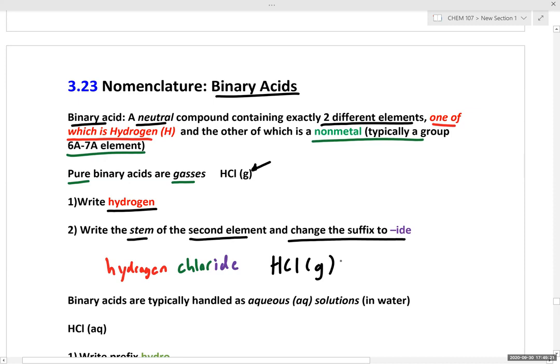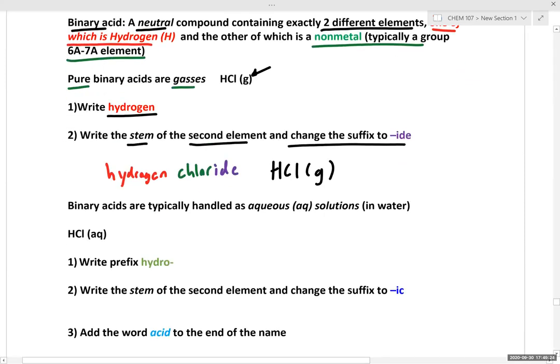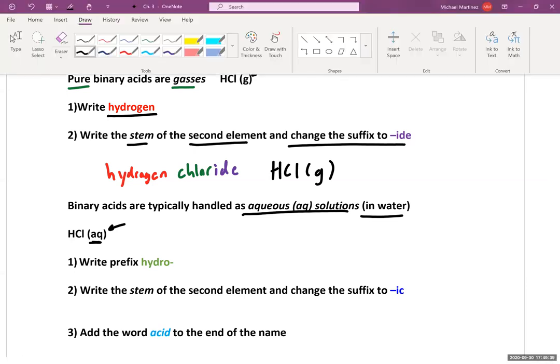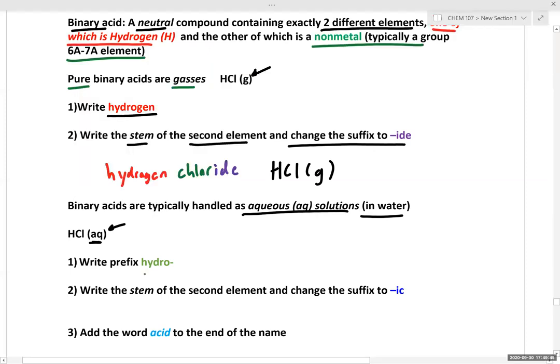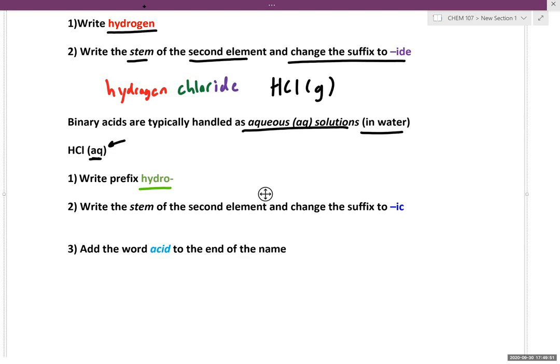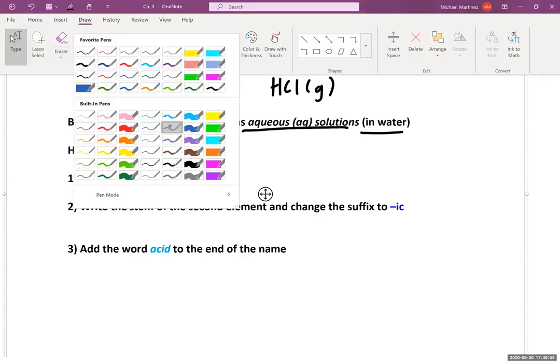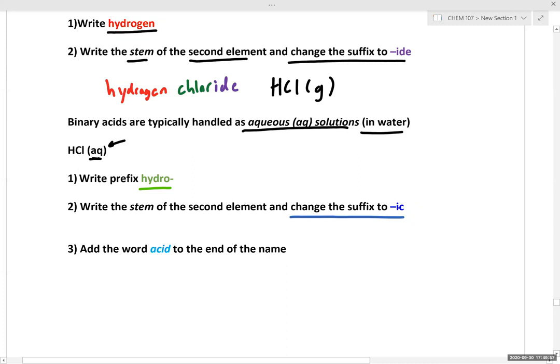Now, binary acids are overwhelmingly and almost always handled as aqueous solutions in water. If we have the aqueous prefix, the naming convention changes. Aqueous binary acids have a different set of rules. So first, we write a prefix, hydro. You write the stem of the second element, and this time you change the suffix to IC rather than IDE. Finally, you add the word acid to the end of the name.